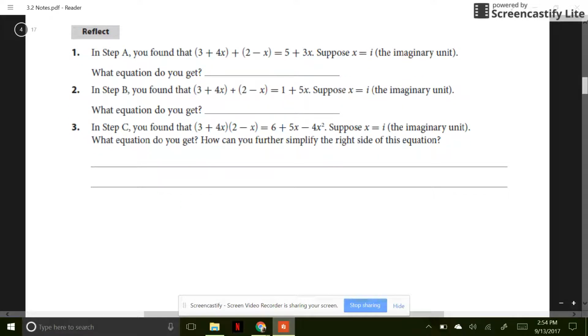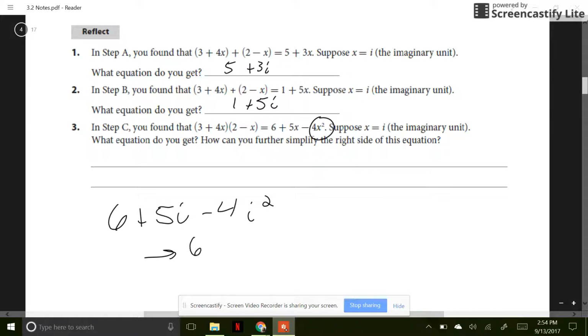So now instead we're going to replace x with our imaginary number i. We'll get 5 plus 3i. We'll get 1 plus 5i. And then the multiplication is where things get a little different, because we have that x squared term, so that means we have to square the i. If we write it with i, we have 6 plus 5i minus 4i squared.